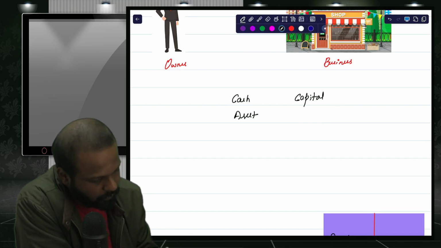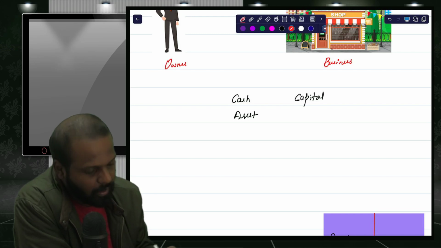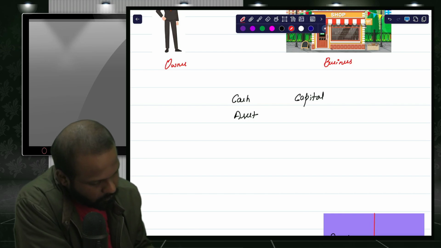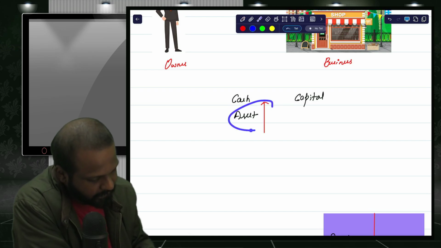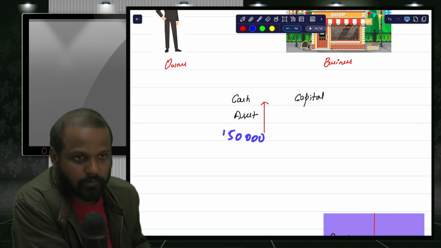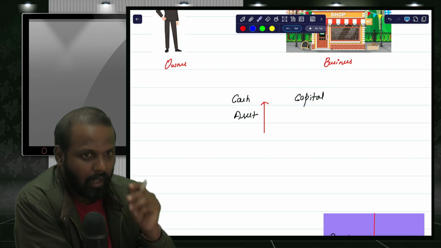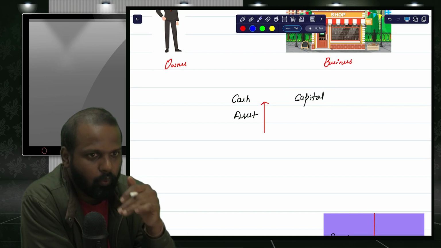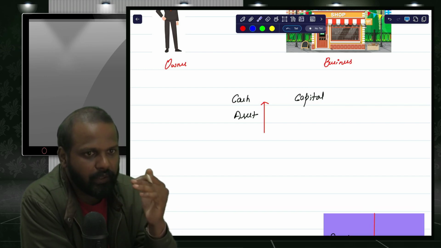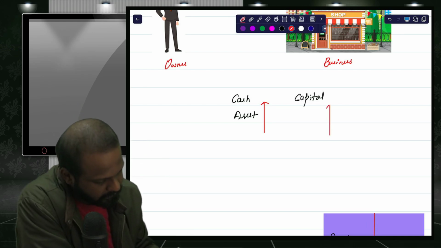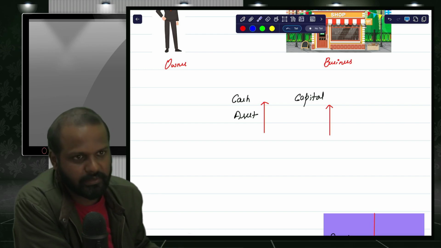Next, you check these two things: are they increasing or decreasing? We know that when cash comes into the business, cash will increase. Asset is increasing by 1,50,000 rupees. And even capital is also increasing. Earlier capital was 0. Now the owner has invested 1,50,000. 0 plus 150, so capital is also increasing. So in this, both things are increasing. Cash is increasing and capital is also increasing.